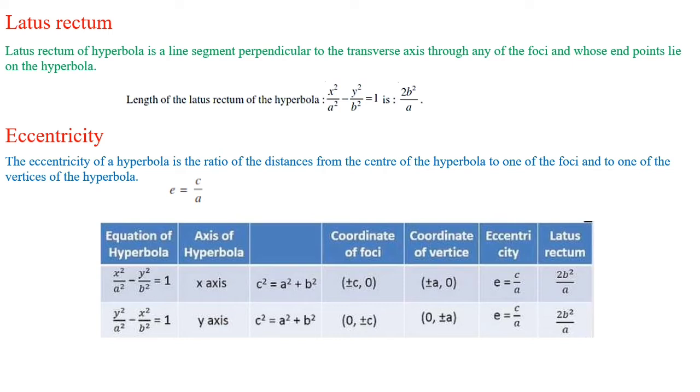Since the transverse axis is the y-axis, the focus will lie on the y-axis, that is, 0 comma plus or minus c is the coordinate. Here also the vertices are on the y-axis, that is, 0 comma plus or minus a. The eccentricity formula is the same, c by a, and the latus rectum is 2b square by a. So you have to go through this table very carefully and keep it in mind, because we need to use it for solving the questions.